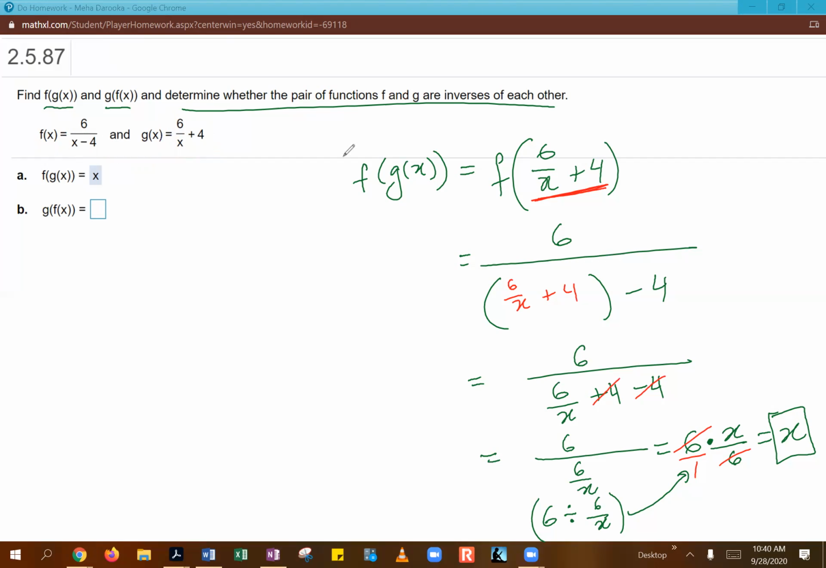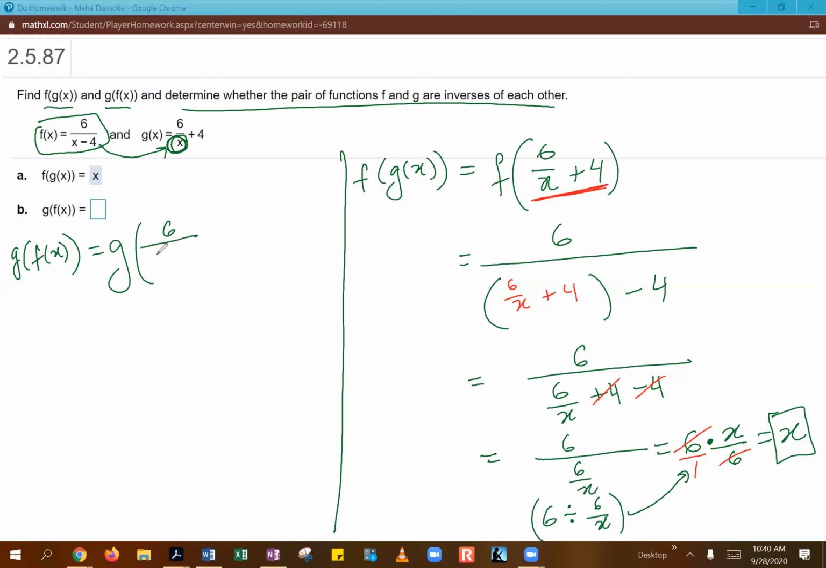So what happens if we now do g of f of x? Which means now we are going to be taking the entire f of x function and putting it inside of the g function. So g on the outside, f of x on the inside. So we have 6 divided by x and then plus 4 on the outside. And we are again replacing our x over here with the entire f function. So that's 6 divided by x minus 4.